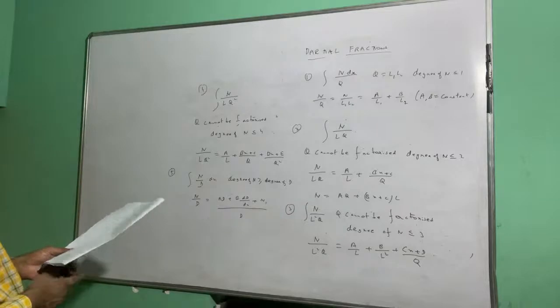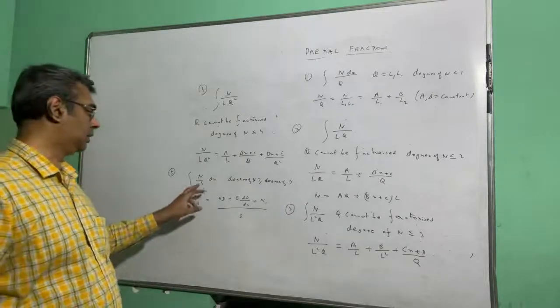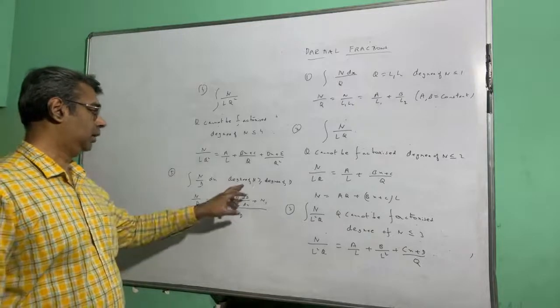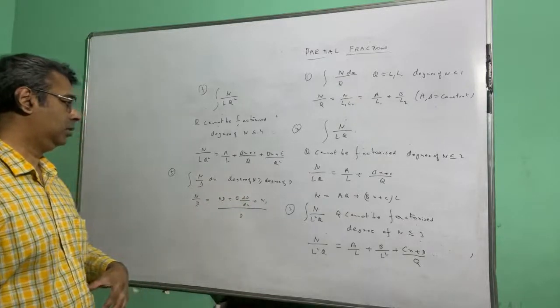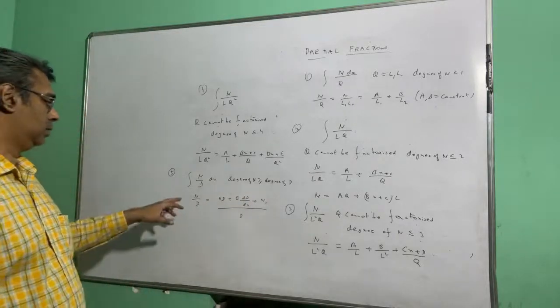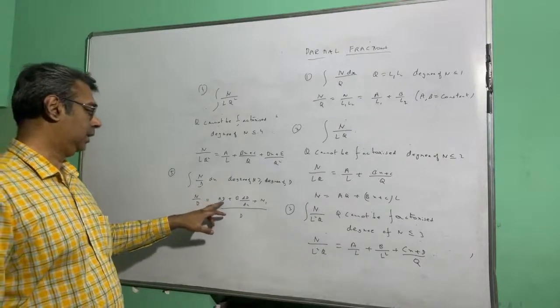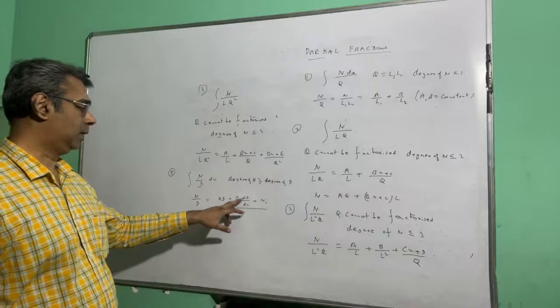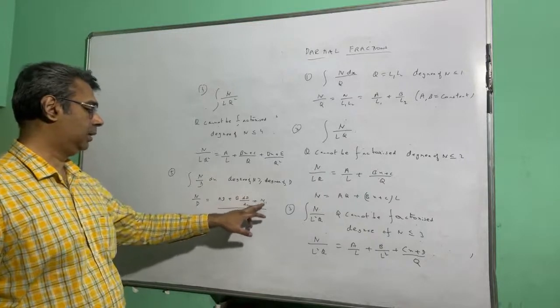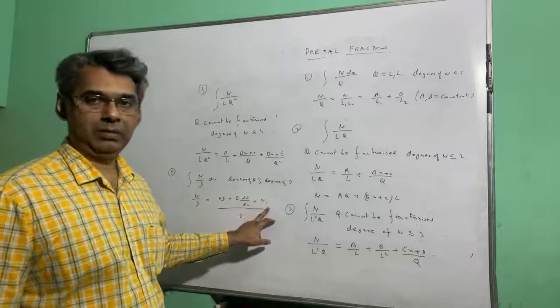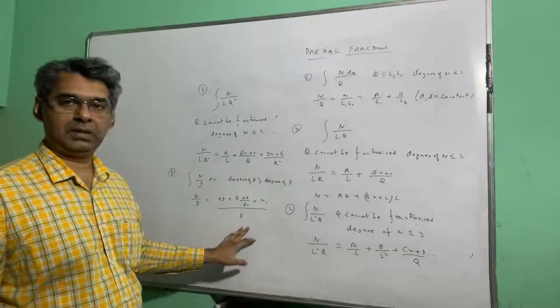Okay. Now, suppose you have some integral numerator by denominator dx, and the degree of numerator is greater than or equal to the degree of denominator. So you will have to write the numerator as capital A into denominator plus capital B into d by dx of denominator plus a polynomial n1 whose degree will be lesser than the denominator.